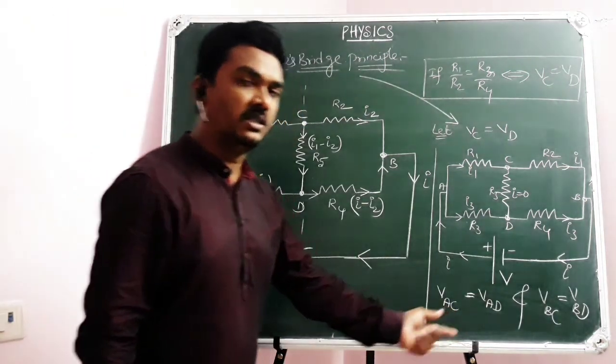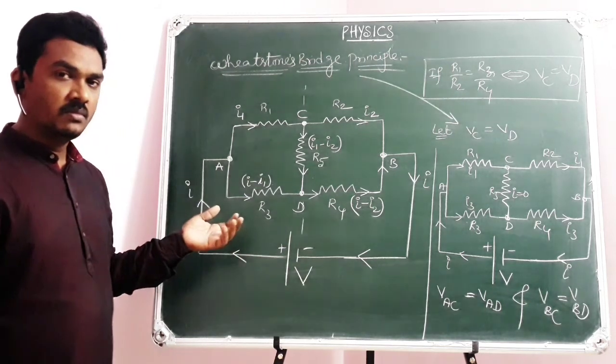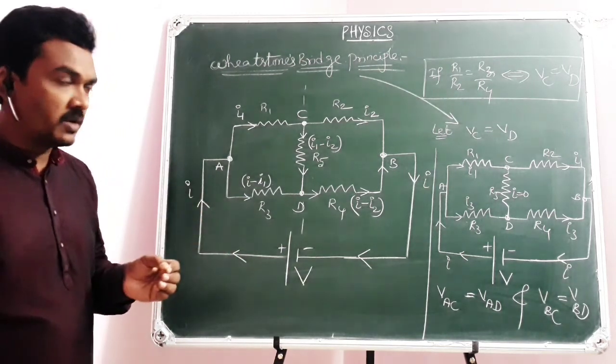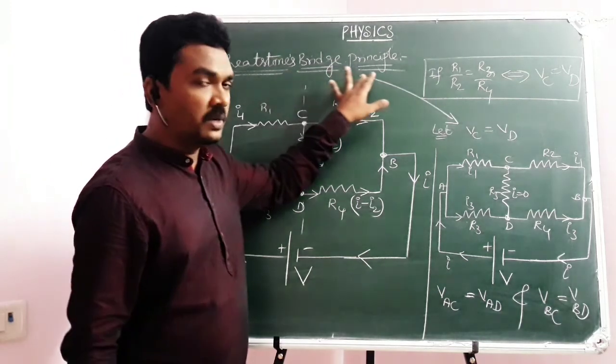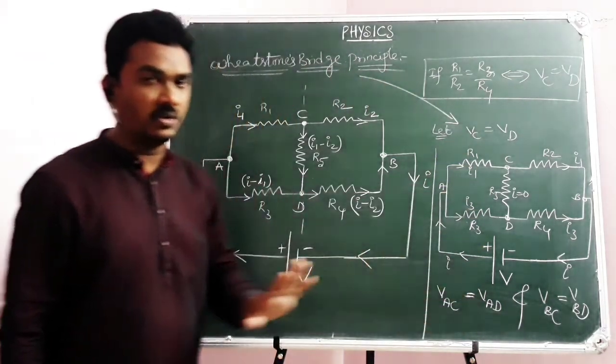Now I will extend this calculation part. I am going to erase this, so make a note of it. I repeat once again: to prove the Wheatstone bridge principle in current electricity, this is the circuit to be taken and this is the calculation to be continued.